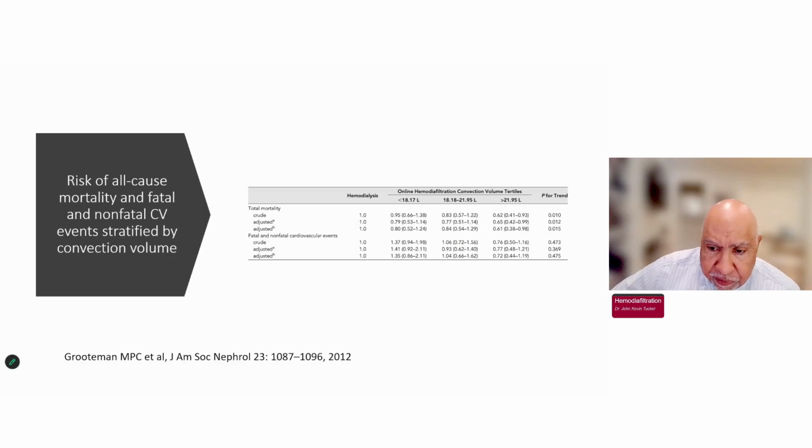If you look at the risk of all-cause mortality and fatal and non-fatal cardiovascular events stratified by convection volume, what you can see, however, is that as the convection volume increased, there appeared to be a trend towards better survival for both total mortality and for fatal and non-fatal cardiovascular events. So perhaps part of the key question here is whether or not, because they were not achieving a high convection volume, that contributed to the lack of a survival benefit for hemodiafiltration.